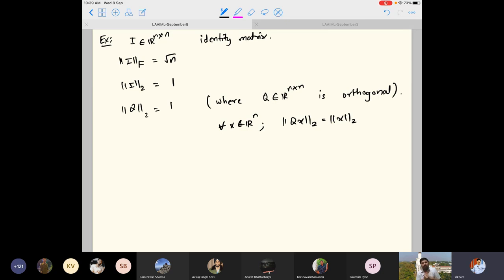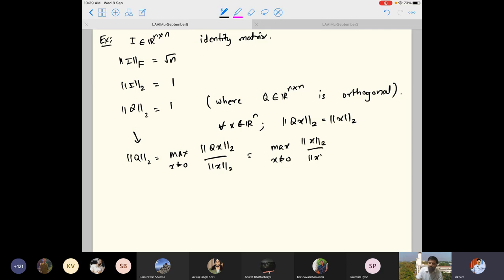So obviously, if that is the case, then in the formula you can just substitute norm of Qx as norm of x. So what is happening here is the maximum over x not equal to 0 of norm of Qx divided by norm of x, which is the same as saying maximum over x not equal to 0 of norm of x divided by norm of x, because norm of Qx is the same as norm of x. Length is not going to change.